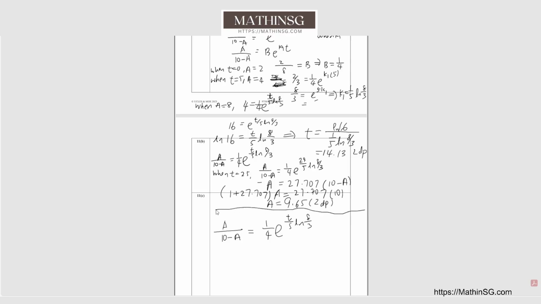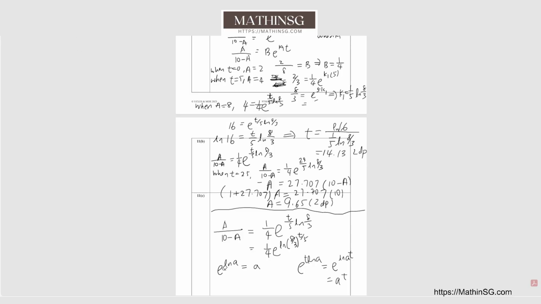So recall that in the differential equation chapter, we learned that e to the power of ln A is equal to A, right? If I have e to the power of ln A to the power of t, which is equal to A to the power of t. So this is what I'm going to do now. So I'm going to put this as the power. So it's 1/4 e ln 8 over 3 to the power of t over 5.